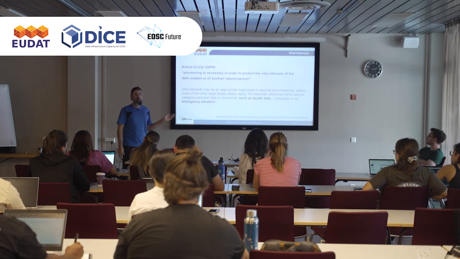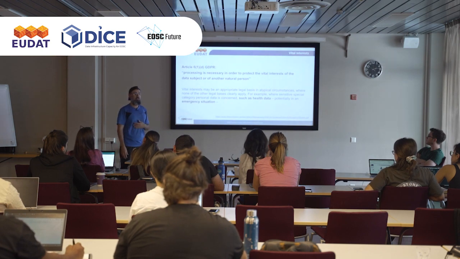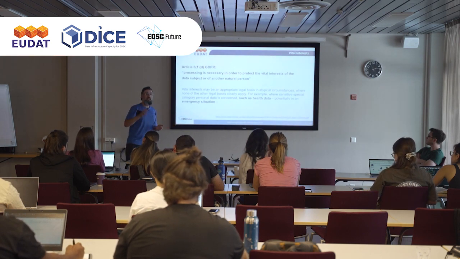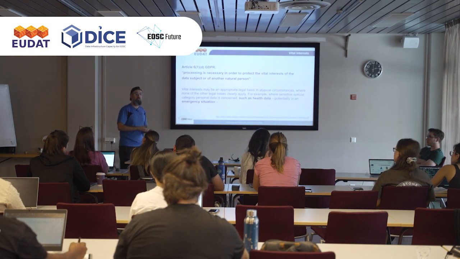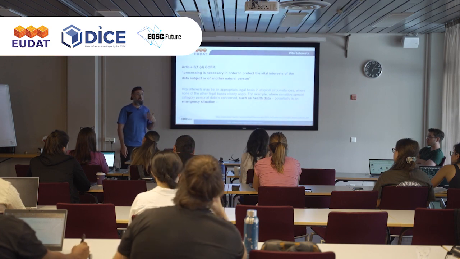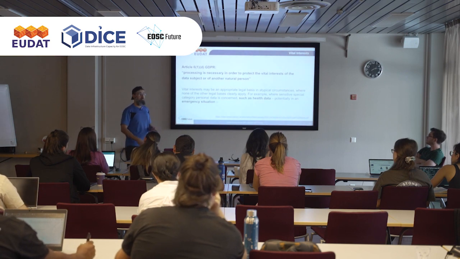Vital interests. If you are in an emergency, if you have like a heart attack or something and the ambulance comes and the doctor needs access to your patient journal to see if you have any trouble so that they can give you medication, they don't need your consent for this because they need to do something urgently, and this can be a basis to access your personal sensitive data.